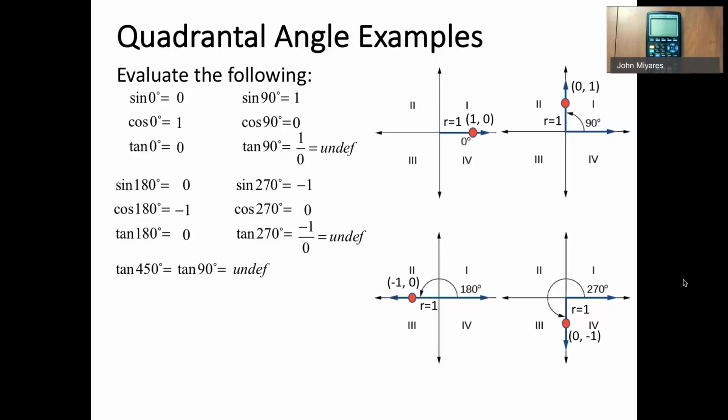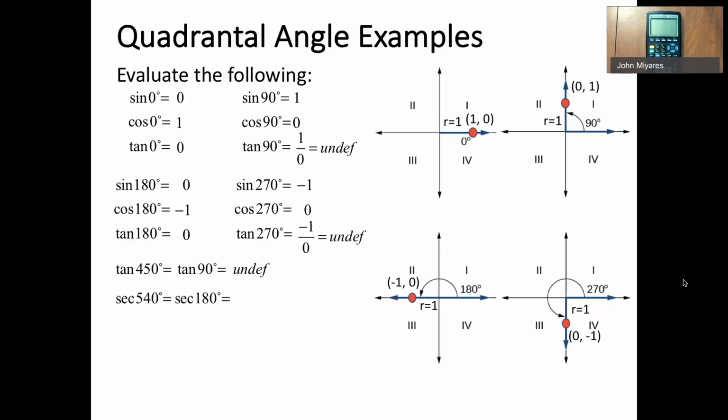Let's try a different one, maybe one that doesn't involve sine, cosine, and tangent. Suppose I'm asked to find the secant of 540 degrees. We first need to figure out which of these primary angles 540 degrees is coterminal with. Subtracting 360 from the 540, we find it will line up with 180 degrees.